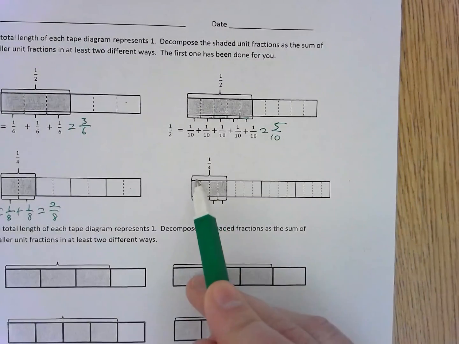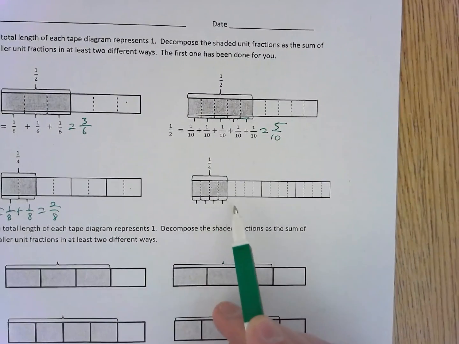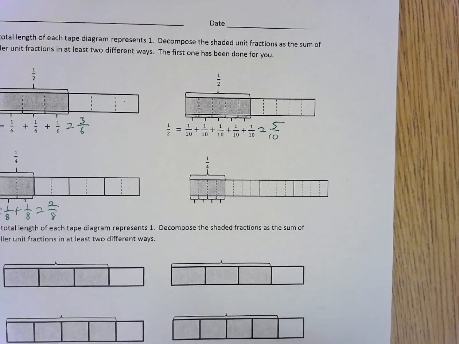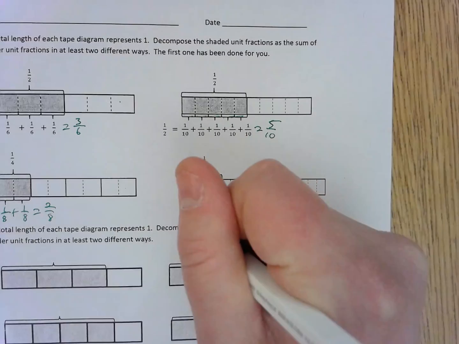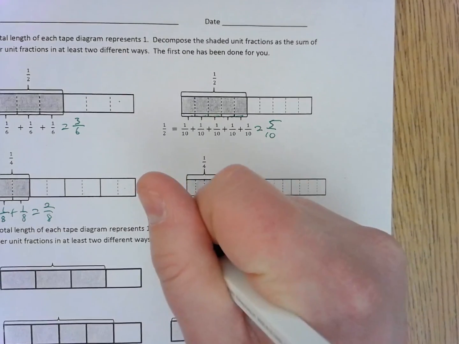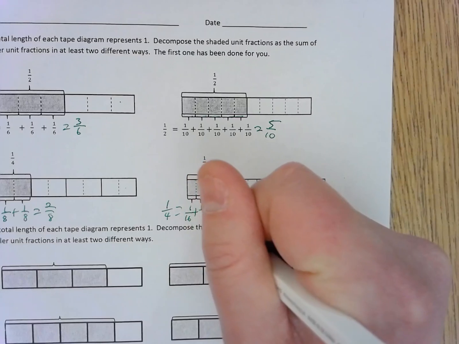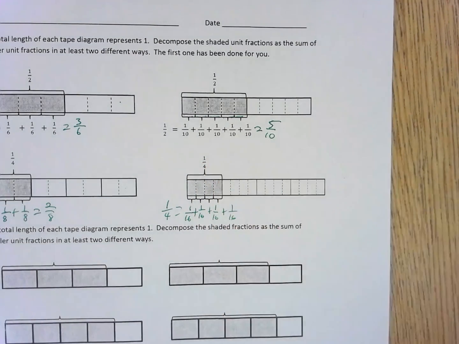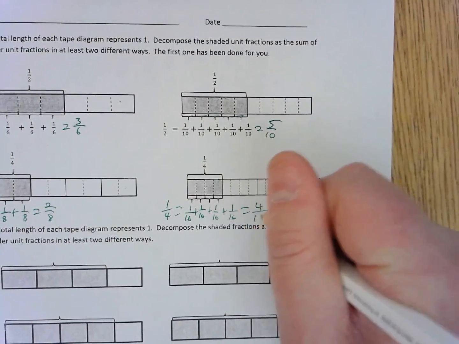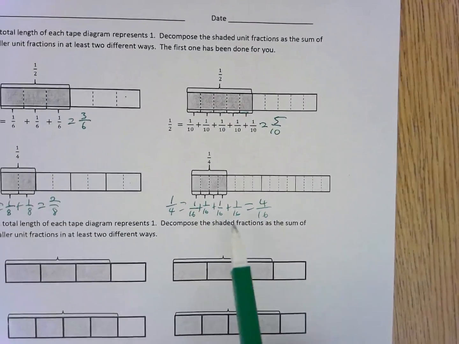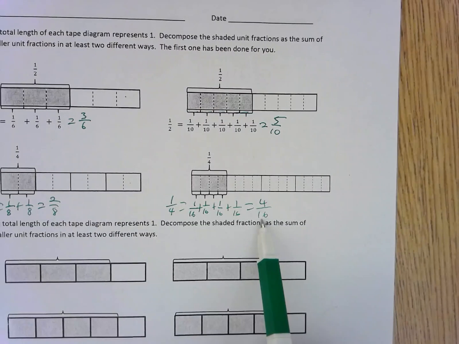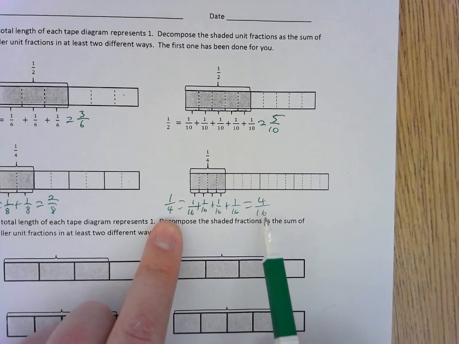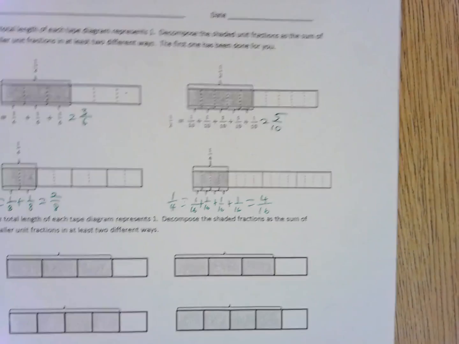Same thing over here. We have the 1/4. They split that up into fourths. So we have 4, 8, 12, 16 total parts. So each one of these is worth 1/16. So it's still 1/4 equals 1/16 plus 1/16 plus 1/16 plus 1/16. And that equals 4/16. So it's important that they put whatever the added up fraction is and what the original fraction was so that they can see the equivalency that 1/4 actually equals 4/16.